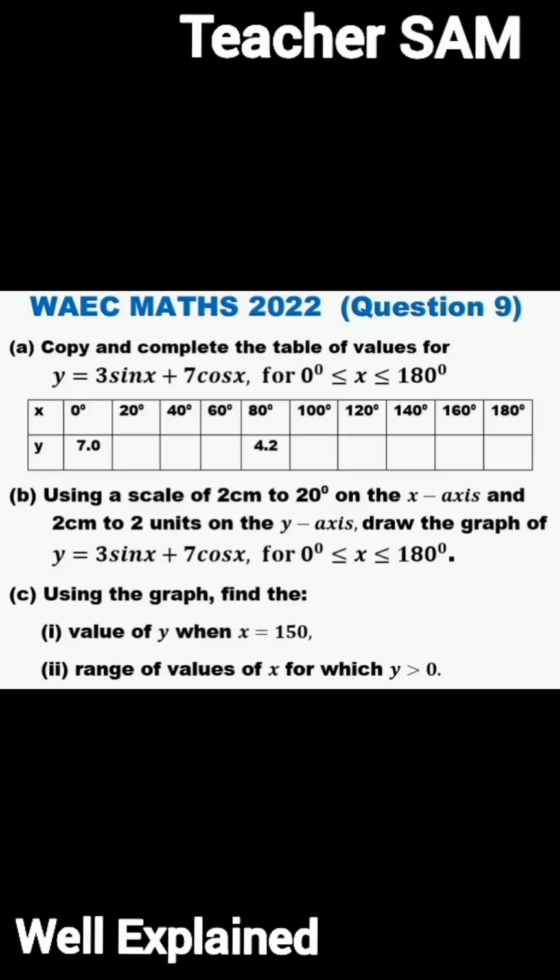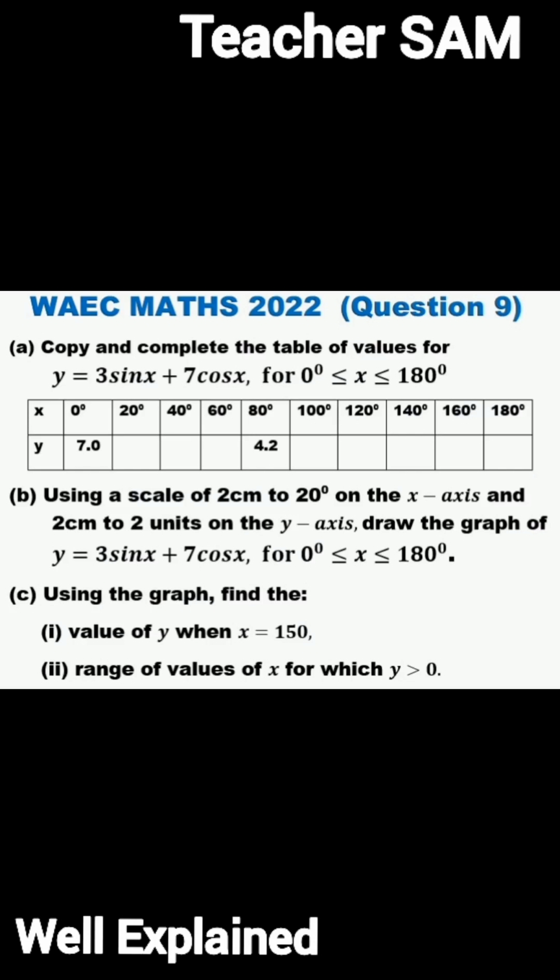Question 9. A. Copy and complete the table of values for y equals 3 sine x plus 7 sine x for 0 degrees less than or equal to x less than or equal to 180 degrees. Oh, we have a table there. B. Using a scale of 2 cm to 20 degrees on the x-axis and 2 cm to 2 units on the y-axis, draw the graph of y equals 3 sine x plus 7 sine x for 0 degrees less than or equal to x less than or equal to 180 degrees.